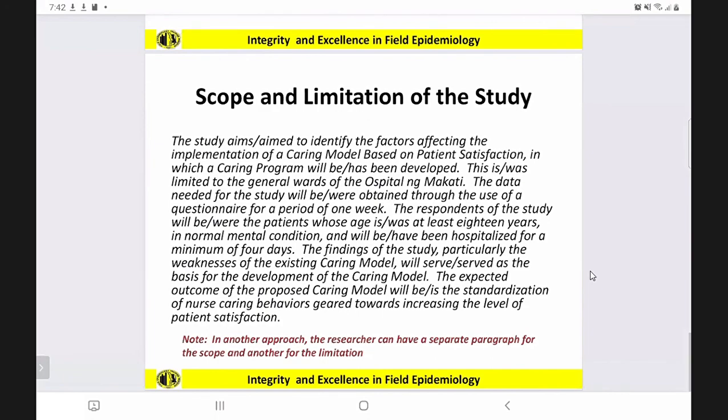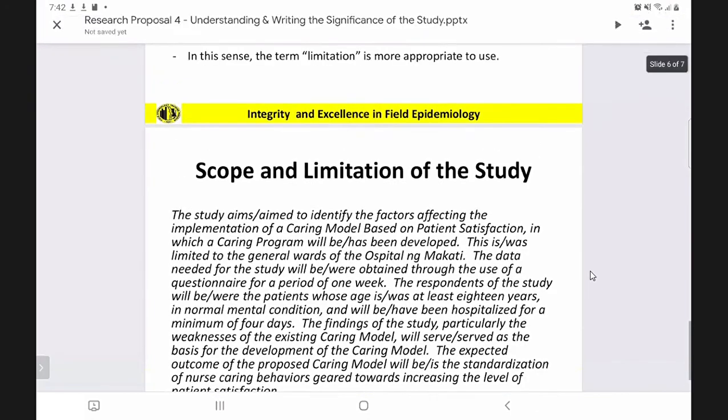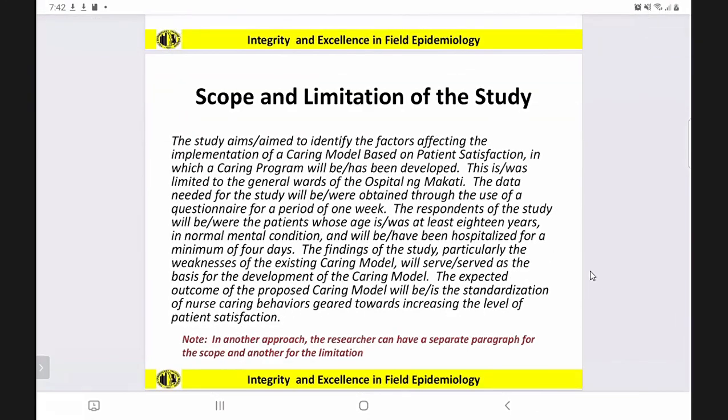Next slide please, Liza. Doc, last slide na po yan. That was the last slide.